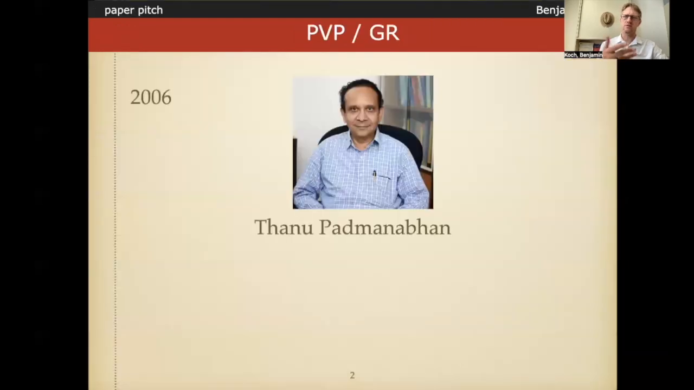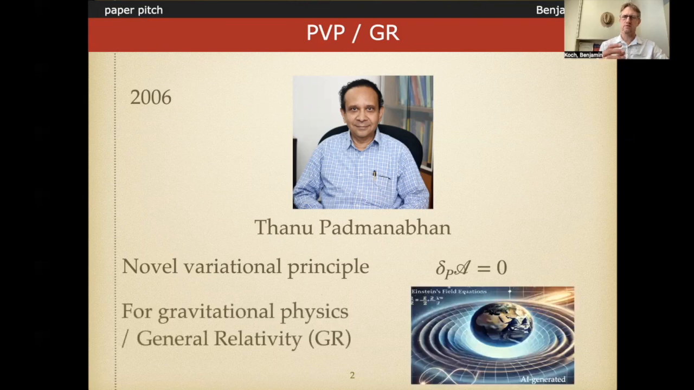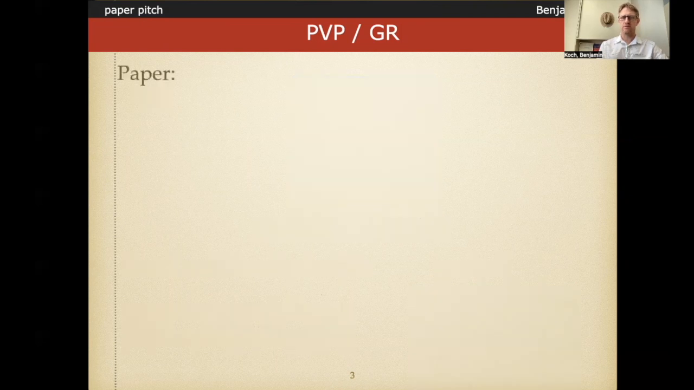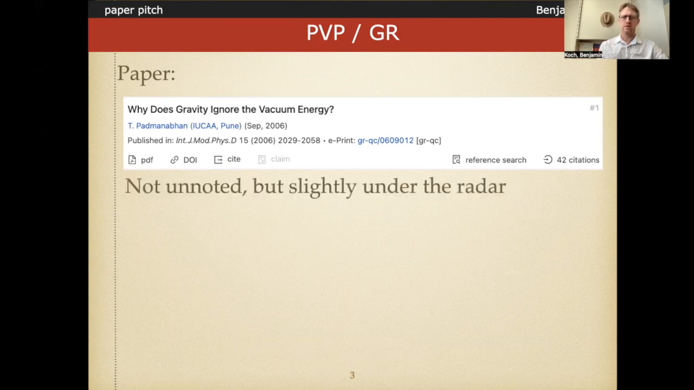So let's get started. In 2006, Thanu Padmanabhan wrote a paper about a novel variational principle, which he suggested there and applied to gravitational physics, in particular general relativity. Here's the paper. It is called "Why Does Gravity Ignore Vacuum Energy?" And it is not unnoticed. It was published in the International Journal of Modern Physics D. It has 42 citations, but given Padmanabhan's standards, it's slightly under the radar.